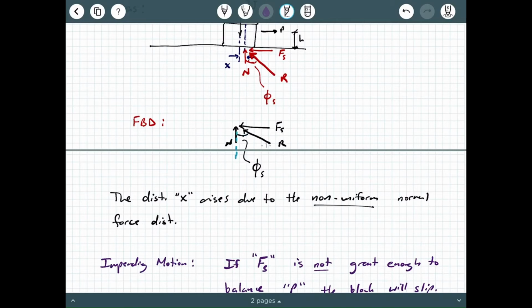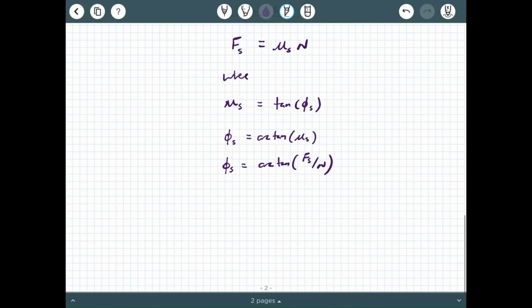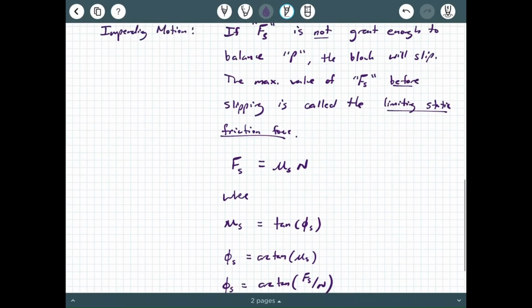So tangent of phi sub S is equal to opposite over adjacent, which means that tangent of phi sub S is equal to F sub S divided by the normal force there. Okay, I think I said a couple of extra words in my explanation, but that's it. We build a right triangle out of this, all right?